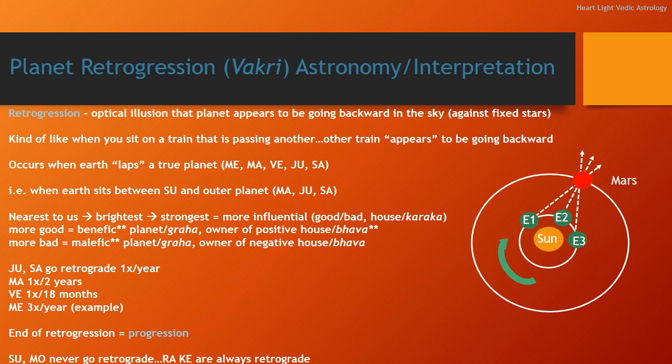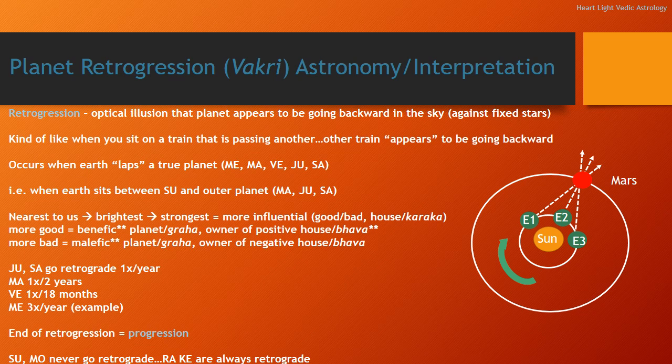The other thing is that if the planet is owner of positive houses or bhavas, okay, and then on the flip side, the more negative influence is if it's a malefic planet or Graha, and especially, it's going to be even more negative if that malefic planet is the owner of a negative house or bhava. So it's a whole gradation of more and more positive, more and more negative.